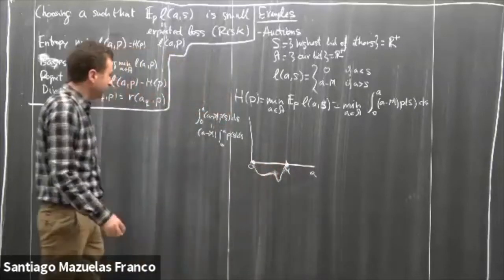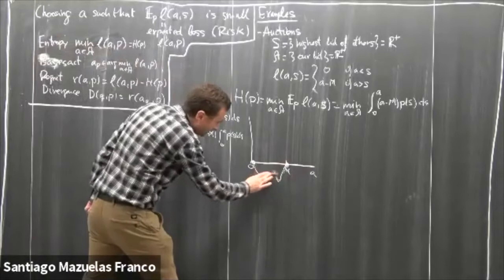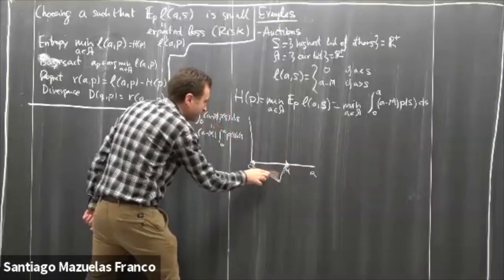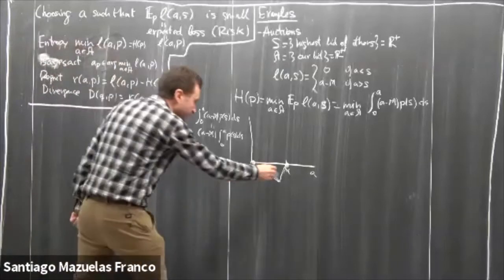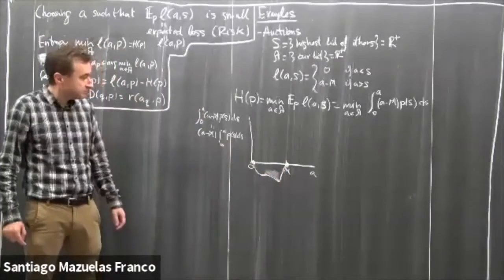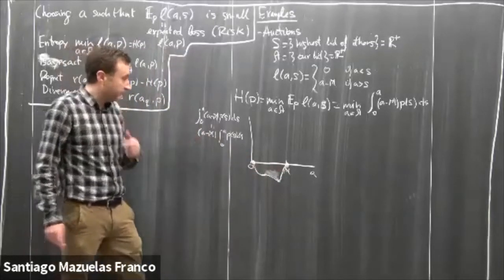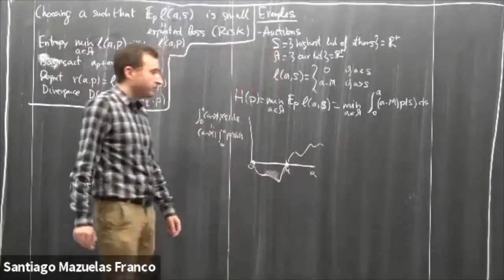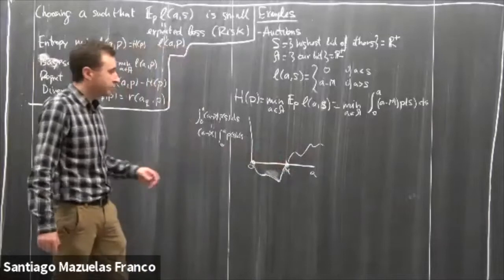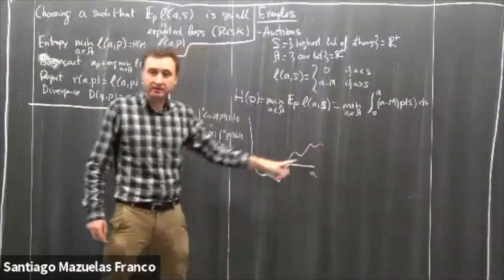So the function has some shape between 0 and M. It's negative and it has some shape, which is going to depend on the distribution of the state. And then when A is bigger than M, this is a positive number and this is also a positive number. So in this other region, the function is going to be positive, and here it is going to be negative. Right? So we are trying to find the bid that makes this function the smallest.